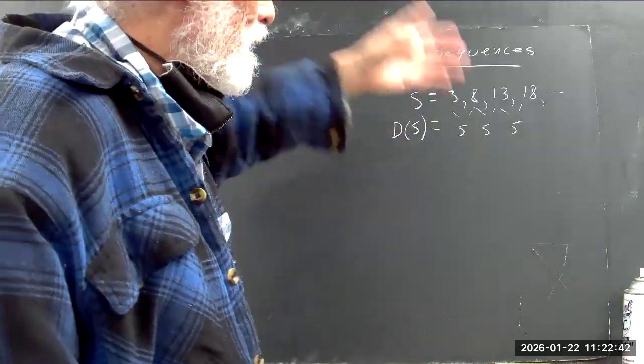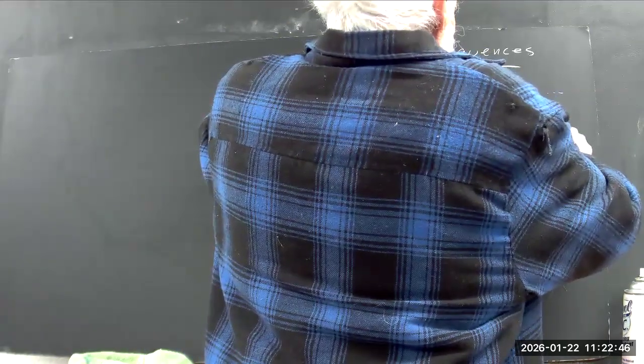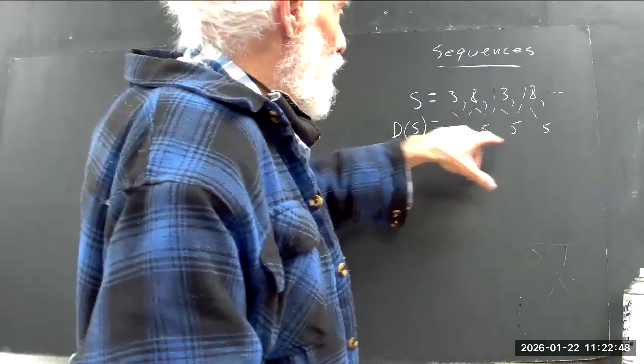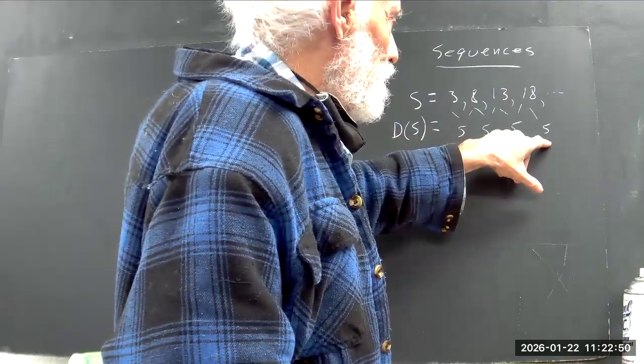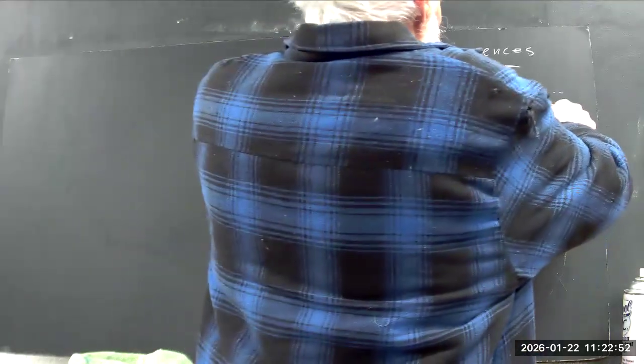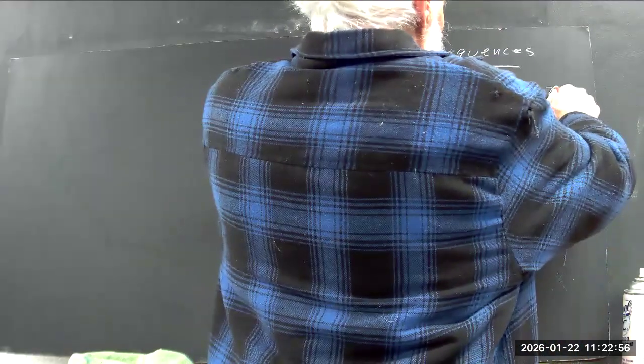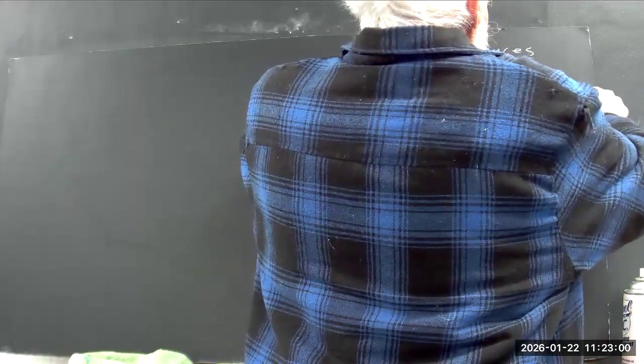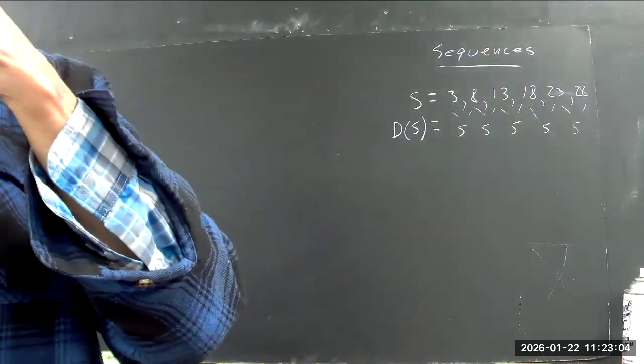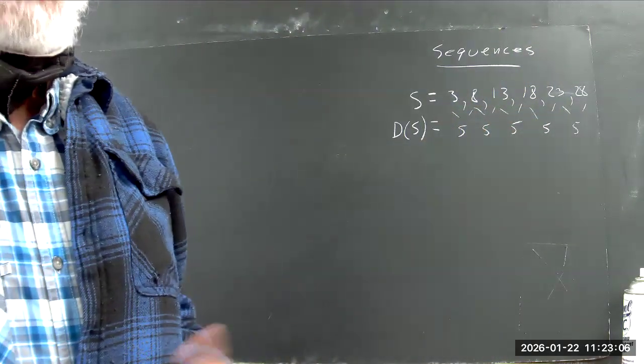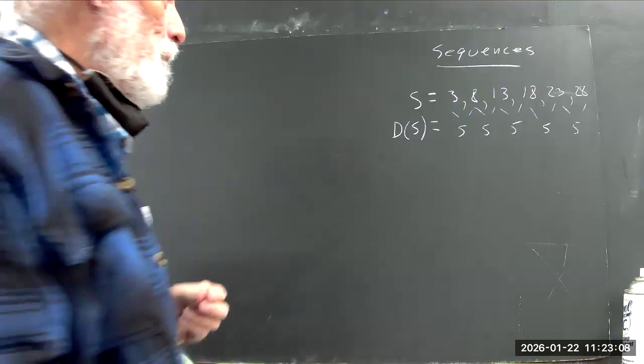So if I've got the differences, I can always build the next number, because if the difference is always 5, then to get the next number I just add 5 to the last one and I get 23. Then I add 5 and I get 28 and so forth. And I get the numbers that everybody wrote down. Okay. So this is a mathematical operation.